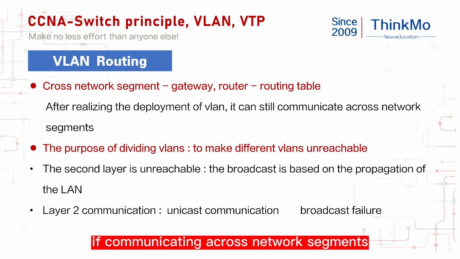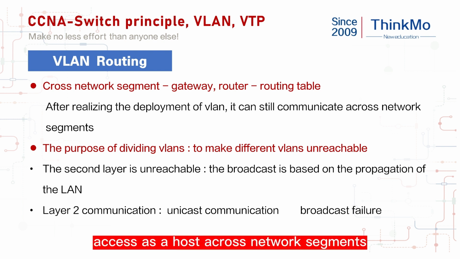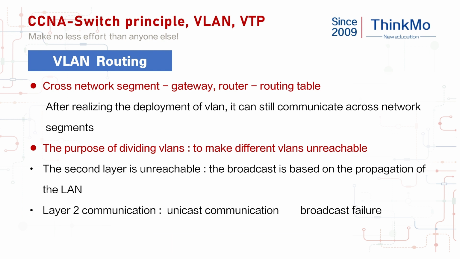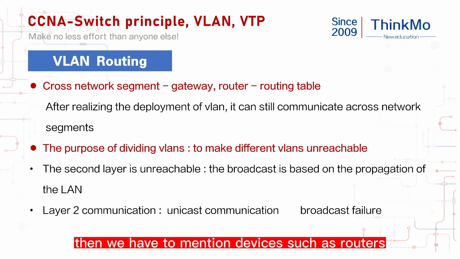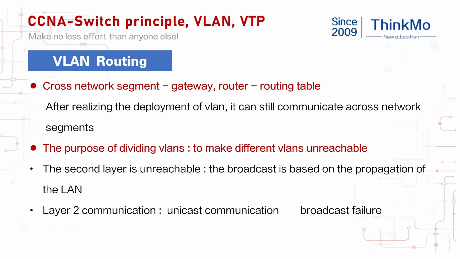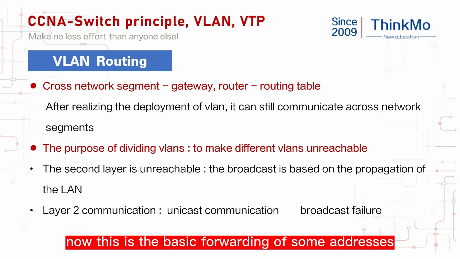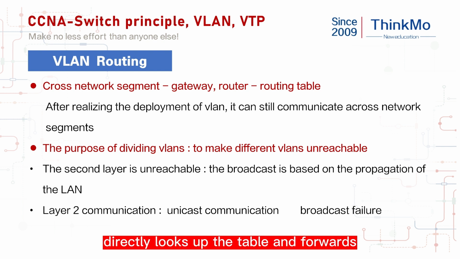If communicating across network segments, a host accessing another segment is looking for a gateway. The gateway helps it communicate across network segments. Then we have to mention devices such as routers. Wait a minute, I will introduce a router. We will use a router to represent communication across network segments. Routing table, everyone should be familiar with this. Now this is the basic forwarding of some addresses. We can find gateways across network segments, and then the router directly looks up the table and forwards.